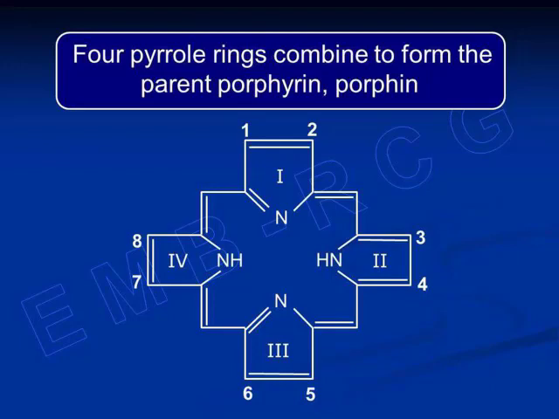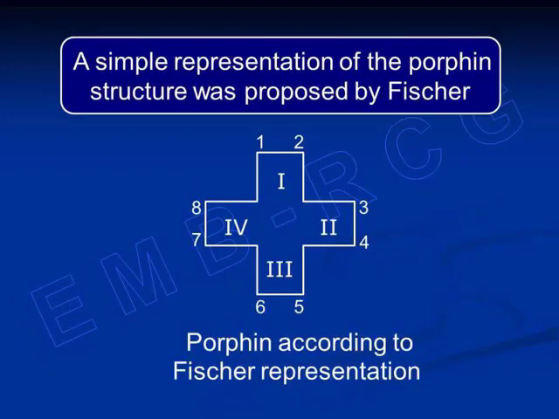The parent porphyrin is also known as porphin. You can see here we have 1 pyrrole ring here, 1 here, 1 here, 1 over here, 1, 2, 3, 4. They are joined with one another by methenyl bridges. A scientist called Fischer first proposed the structure of this parent porphyrin. According to his representation, this is how our porphyrin will look with 4 subunits of pyrrole.